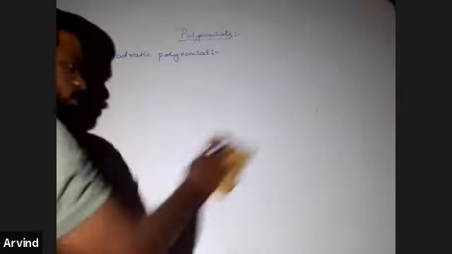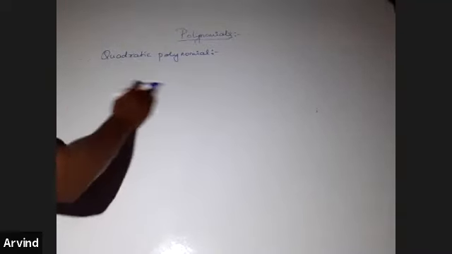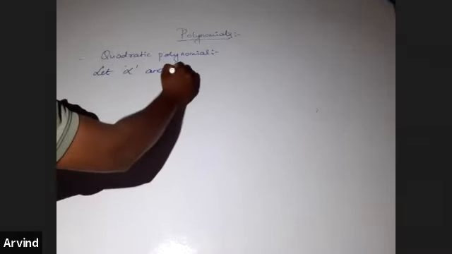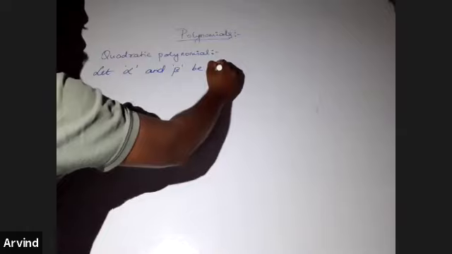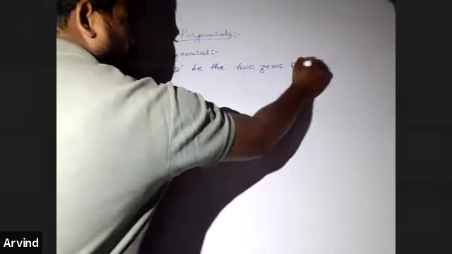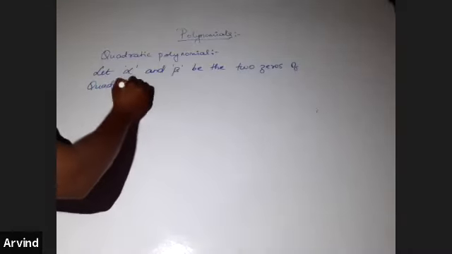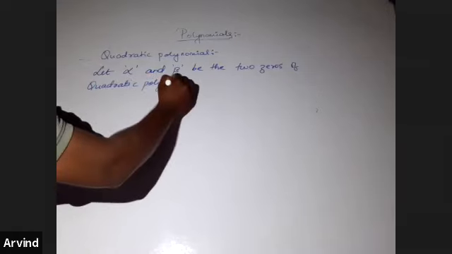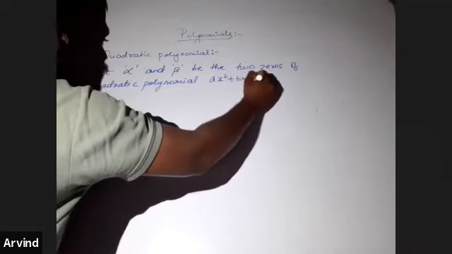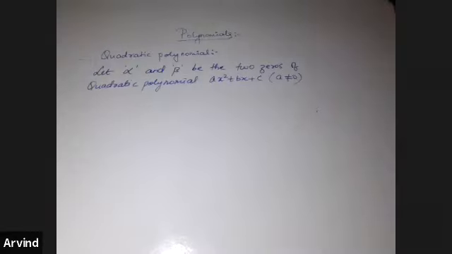This is what we are going to do in the next coming days. We are going to do only this. Let alpha and beta be the two zeros of quadratic polynomial ax square plus bx plus c, where a is not equal to 0.